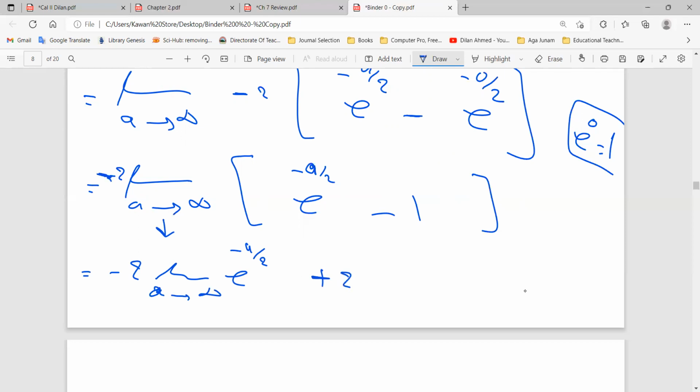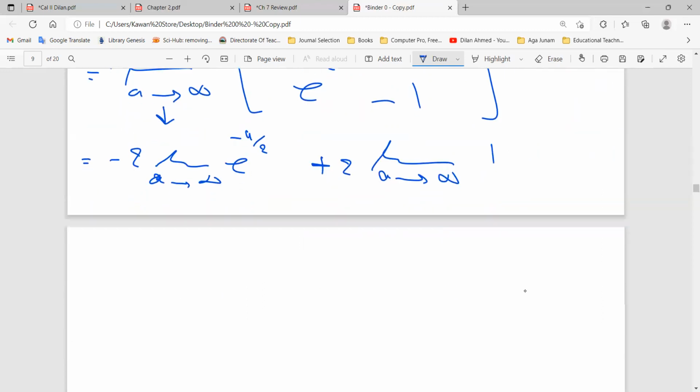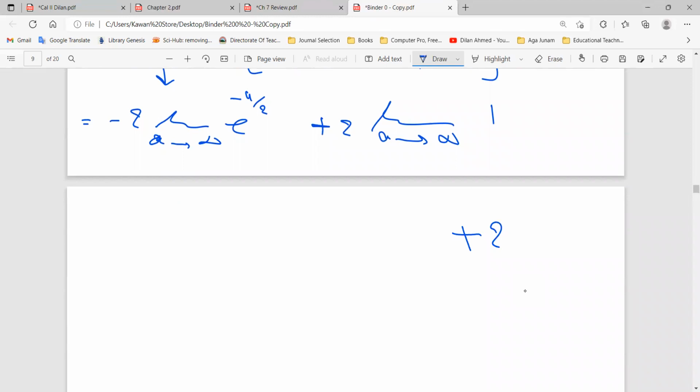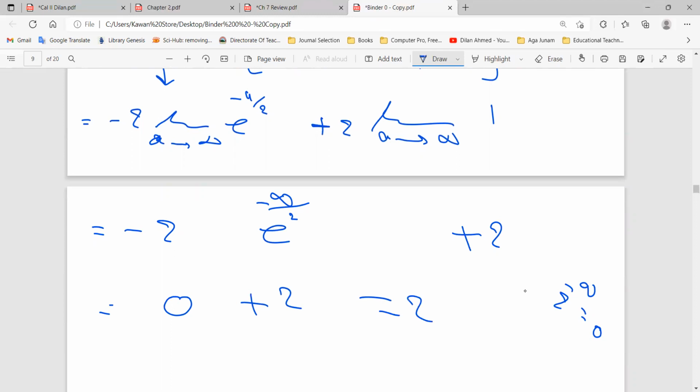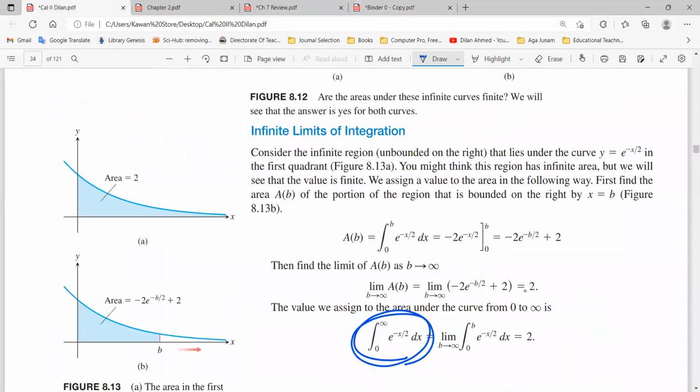minus, is equal to plus 2, the limit of e to the power minus a over 2 as a approaches infinity. You know the limit of a constant? It's the constant, right? So how do we deal with that one? The limit of e to the power minus infinity over 2: I substitute, and we see that e to the power minus infinity is equal to what? 0. Do you remember that? So now I have 0 plus 2 is equal to 2.